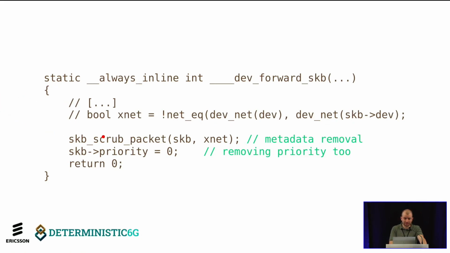Originally, this function was introduced for tunneling. So when a packet gets tunneled, skb_scrub_packet is called to remove every metadata which might belong to header processing before the tunnel. And also, this removes the priority as well. This is not happening in scrub packet; for some reason, this is happening here in dev_forward_skb.